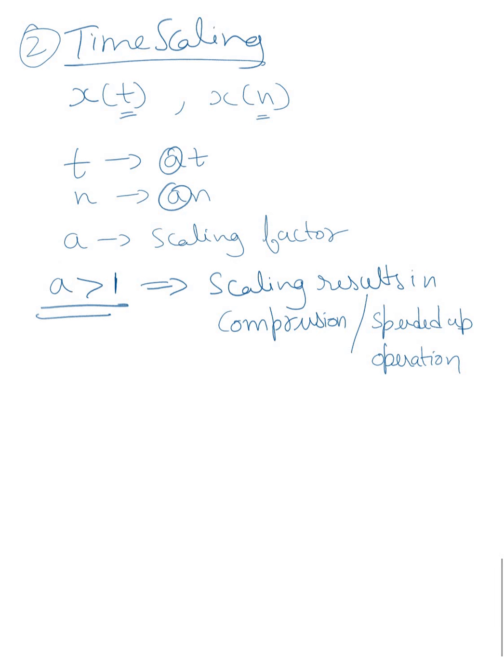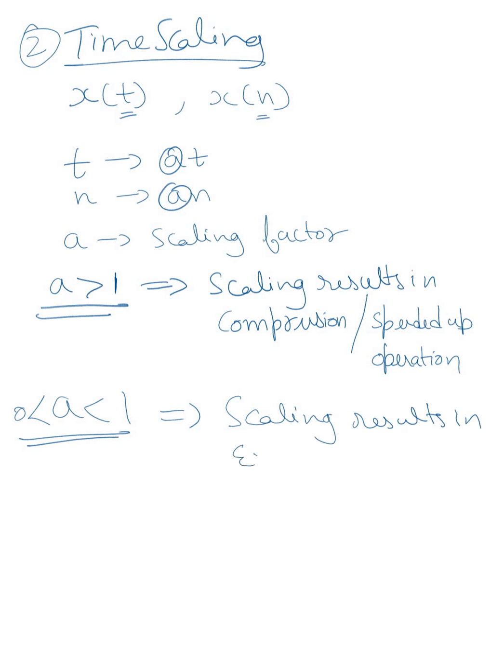The second scenario can be when a lies between 0 to 1. In this case, the scaling results in expansion or slowed down operation.